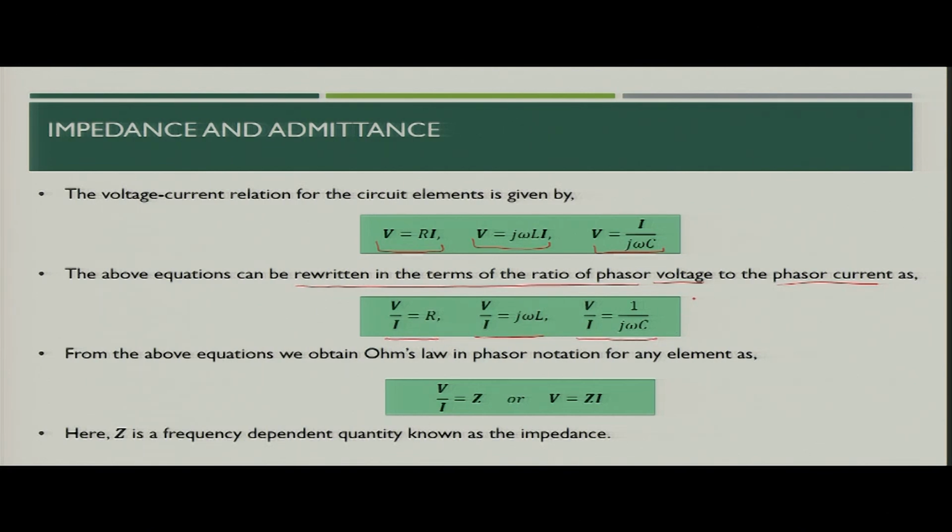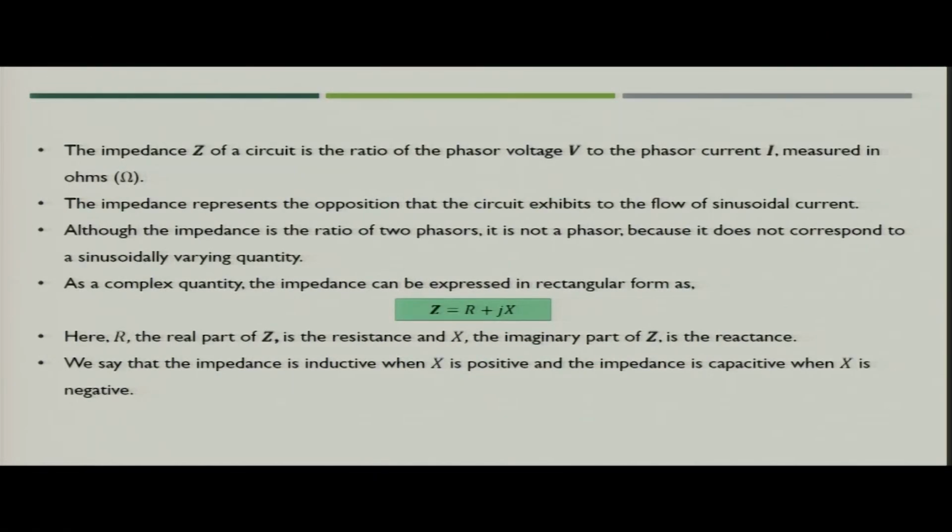So, now if you are asked to represent all the three equations in a generic term, what do we write? We write V by I is nothing but equal to Z, and this follows the Ohm's law, or alternatively V is nothing but Z into I. Now, here Z is a quantity which is called impedance. What are the various properties of this impedance?